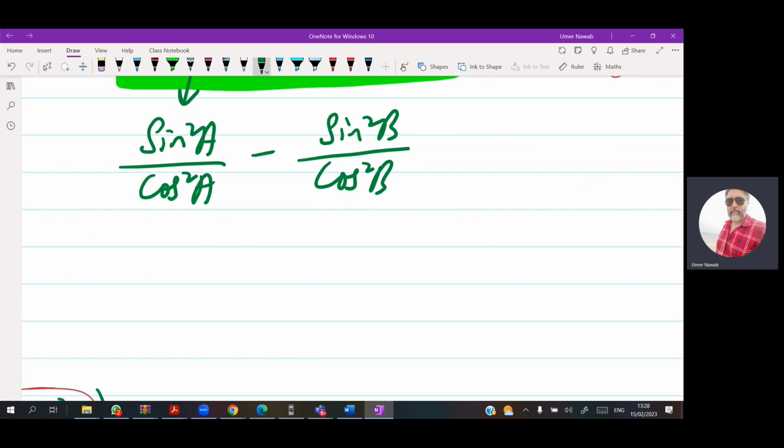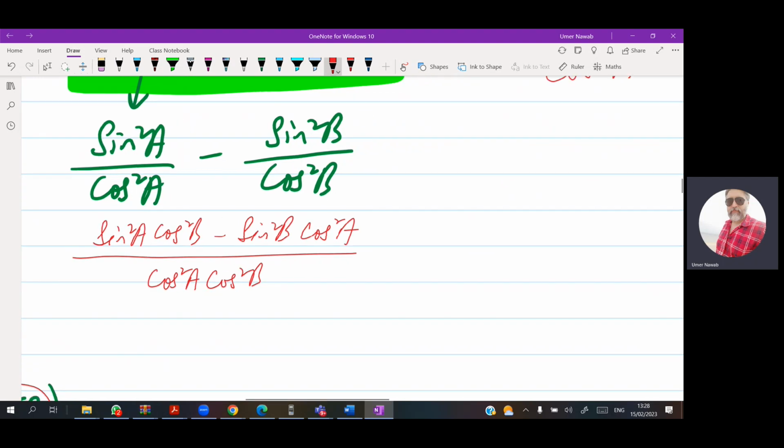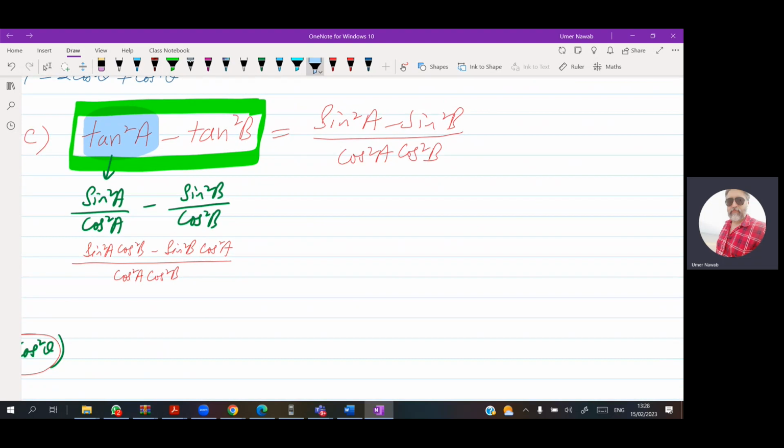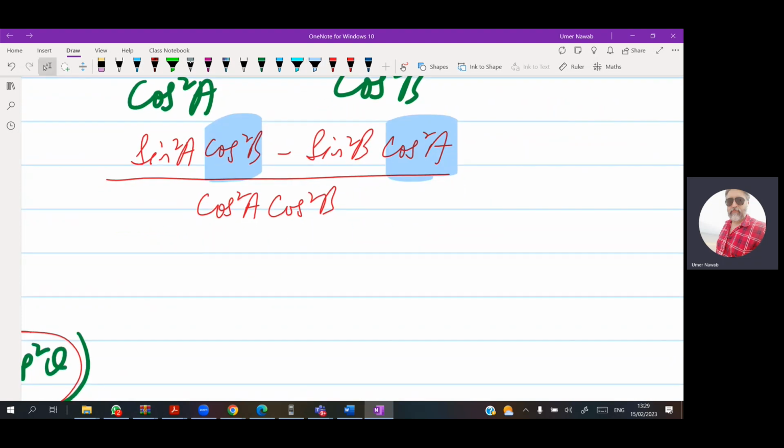Between the two fractions, I have a minus sign. I'm going to draw a big line. Cosine squared A cosine squared B down, sine squared A multiplied with cosine squared B minus sine squared B multiplied with cosine squared A. Now let me check what result I want to make. In the numerator, I have only sine form. So if in the numerator I have only sine form, I need to use my Pythagorean identity.